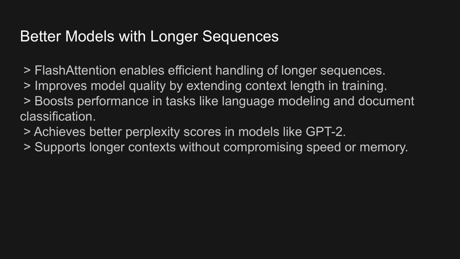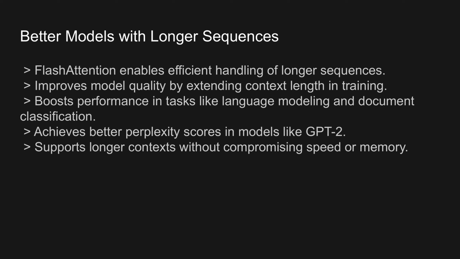Now, transitioning to how flash attention contributes to better models, this section highlights its impact on handling longer sequences effectively. The main idea is that by enabling longer context lengths, flash attention not only improves model speed, but also enhances model quality in tasks that benefit from more extended context.